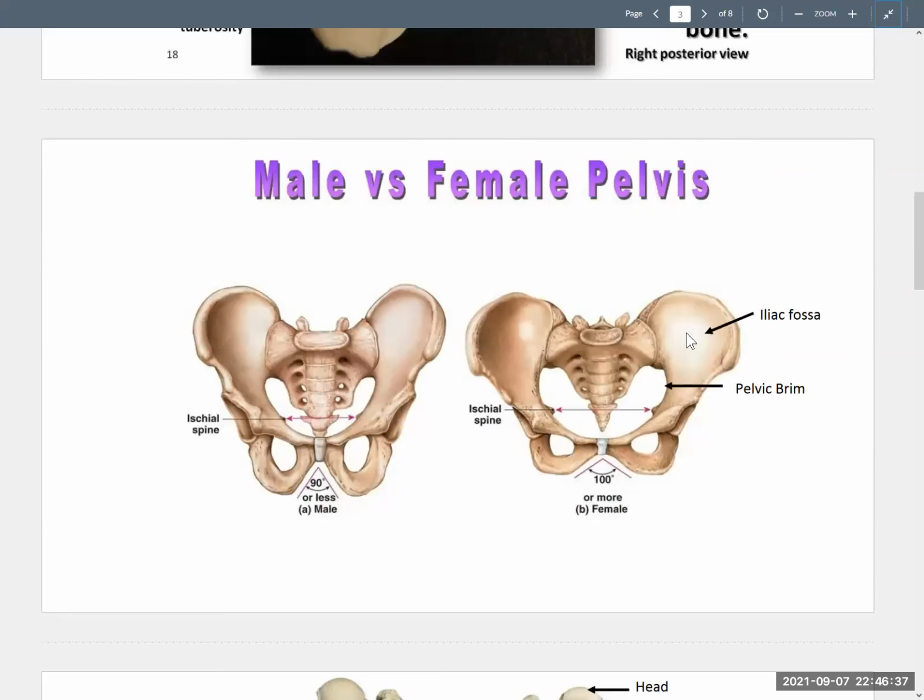On the anterior side, this part of the ilium is the iliac fossa. The pelvic brim is labeled over here. Goes all the way around. And then the male is smaller, since the male does not have to give birth. This is the pelvic brim.